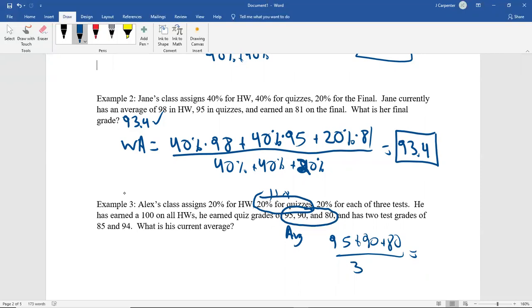I will give you a hint on the final answer. Because the quiz average has a decimal, depending on how you round that, you may be off by like 0.1 or something for the very final grade. It's in the ballpark of 92. So I'm not saying it is 92, I'm saying it's in the ballpark of 92. So if you get something around 92 for example 3, you're probably right.